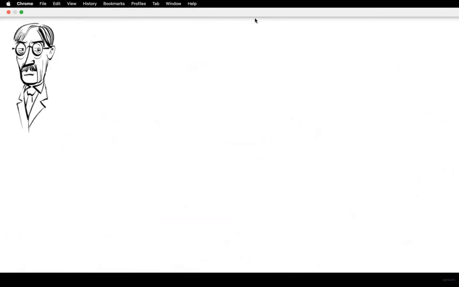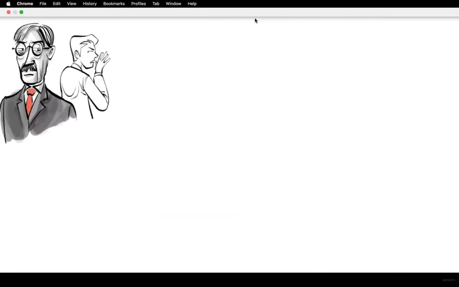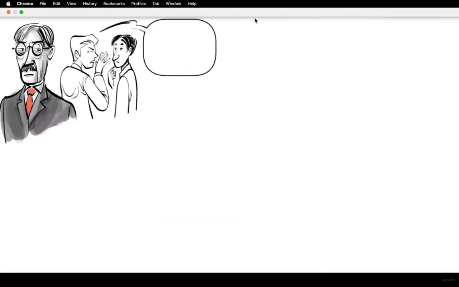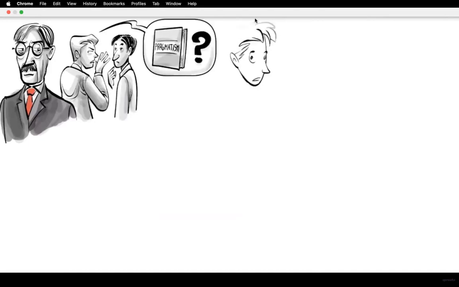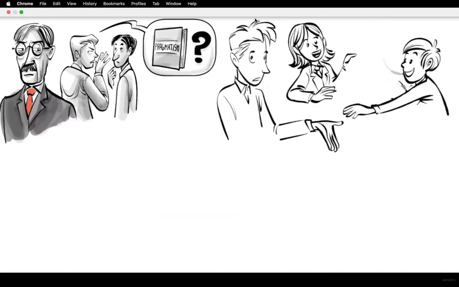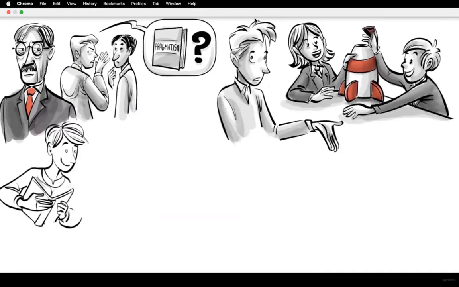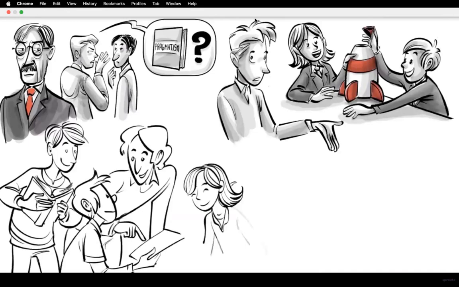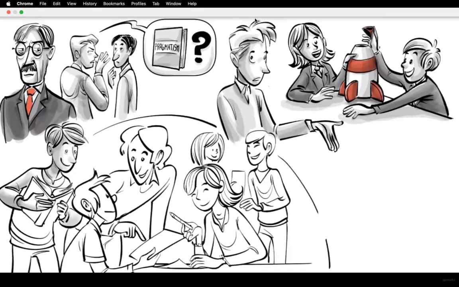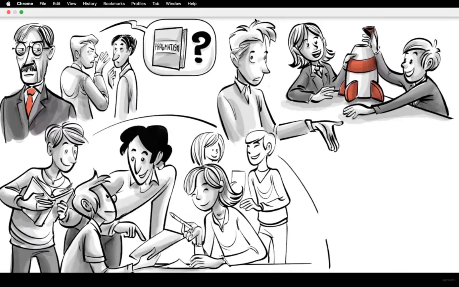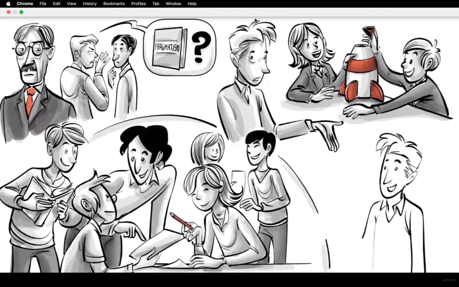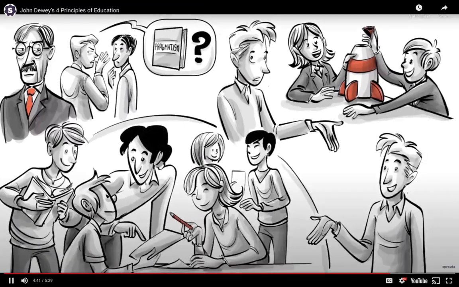Dewey's ideas were not always popular during his time, and while we made some progress in education over the last 100 years, is the situation really any better today? What do you think? Did you experience learning by doing in your school? And does your school encourage you and your friends to engage in social reform and create the future we wish to see? Please share your thoughts in the comments below.